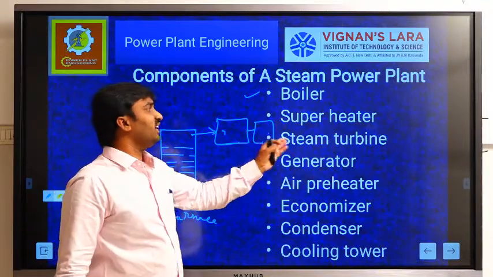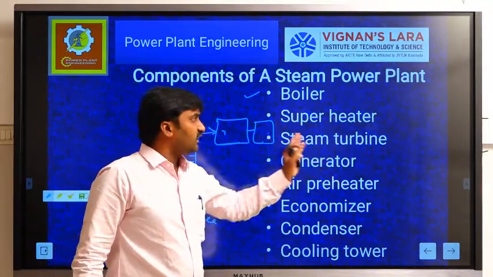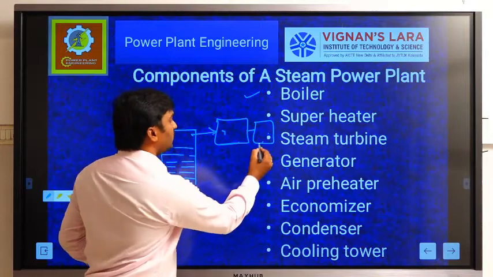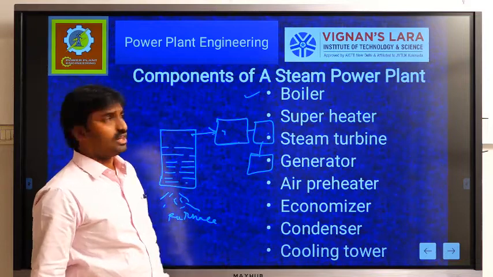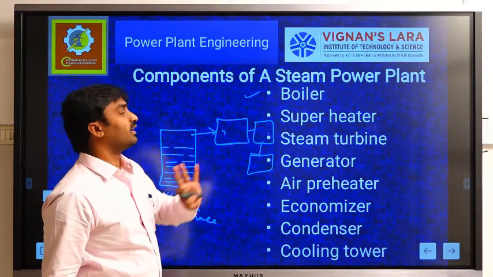A steam turbine is a device which converts kinetic energy into mechanical energy. After that, it is connected to a generator. A generator is a device which converts mechanical energy into electrical energy.